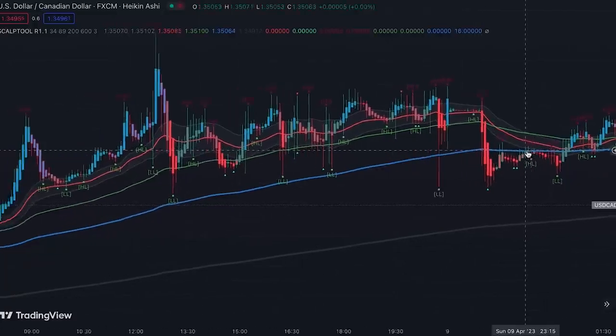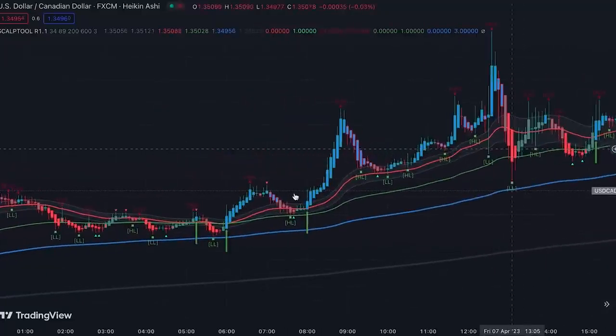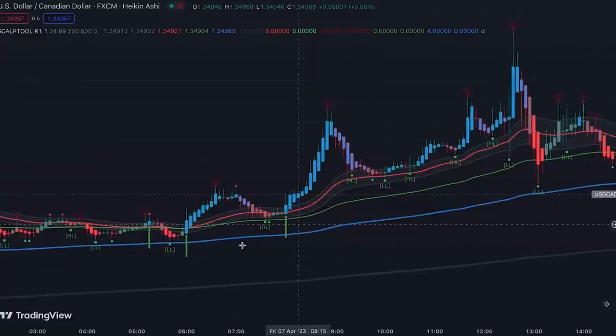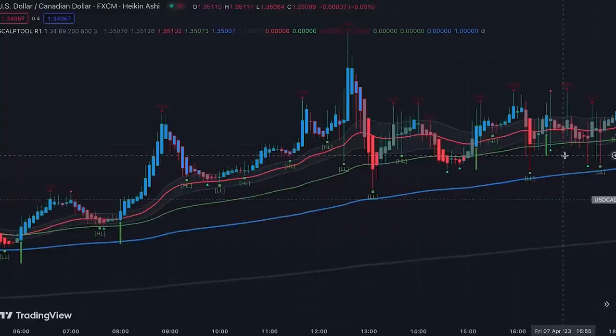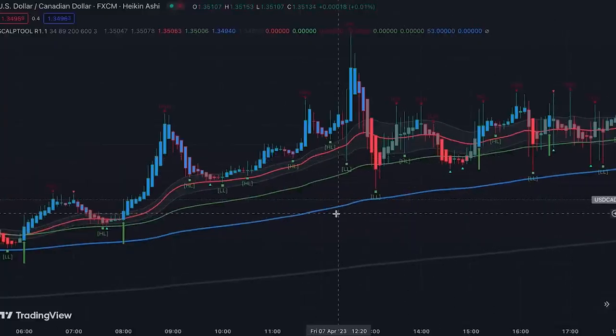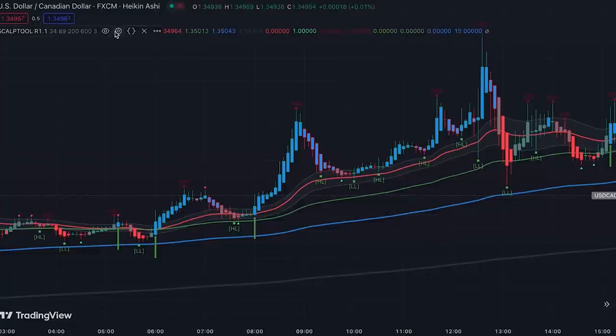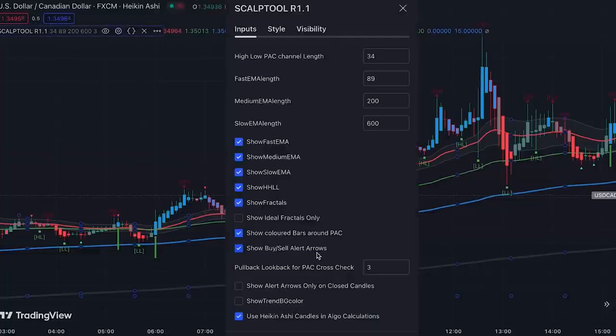Please pay attention that this should be in the direction of the market, so when the trend is up we don't take selling signals and we only look for buying signals. This indicator also shows buy sell signals by the help of these arrows, but they are not very accurate and it's better not to pay attention to them. You can remove them in the settings. Here, show buy sell arrows.